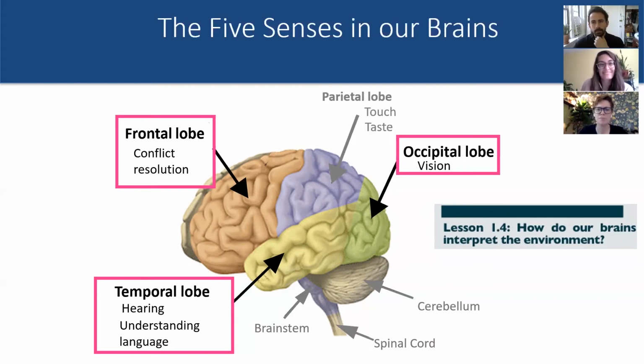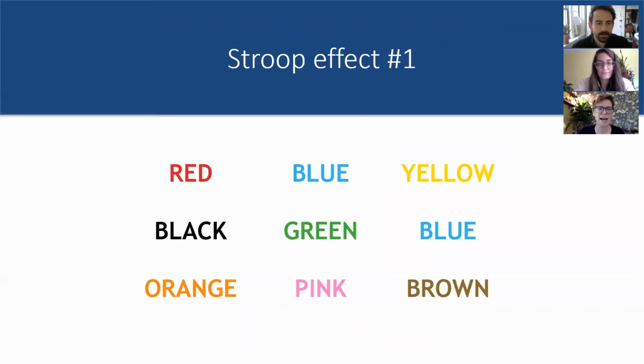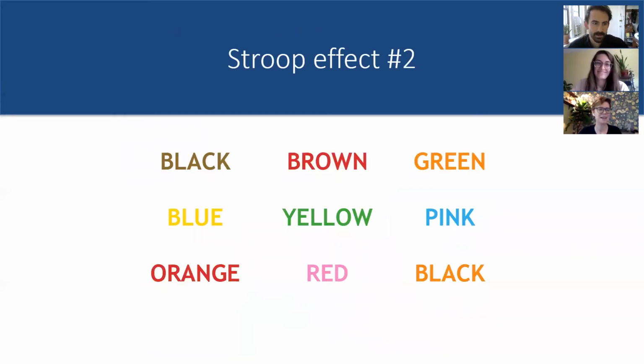All right, so in fairness, let's have Peter have a go at this too. Okay, so Peter, as fast as you can, tell me the color of these words. Go. Okay. Red, blue, yellow, black, green, blue, orange, pink, and brown. All right, not bad. About 5 seconds, same as Allison. Let's try the next one. All right, go.